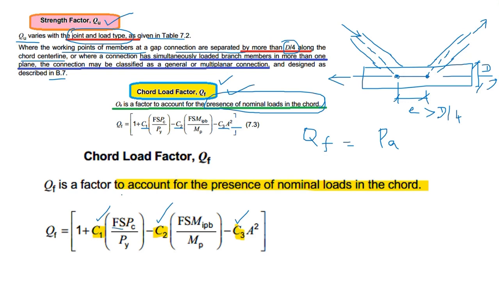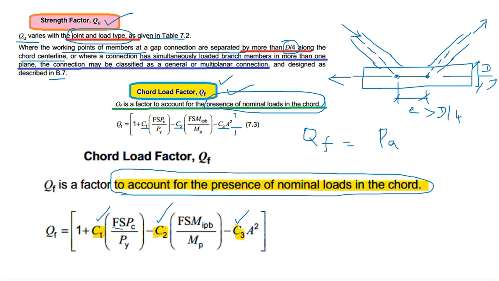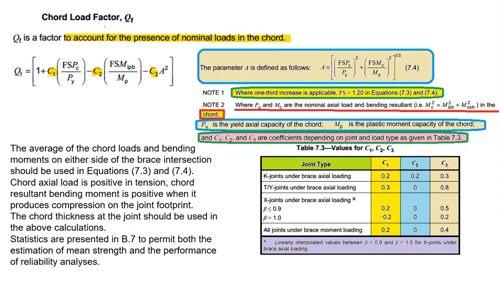So to account for the presence of the nominal loads in the chord, the chord load factor is used. And if you see this parameter A here, it is calculated based on the factor of safety, PC, PY, factor of safety, MC, MP. This PC and MC are nothing but the nominal axial load and bending moment in the chord. This PC value and MC value, what is actually the load there in the chord? PC value and MC value.